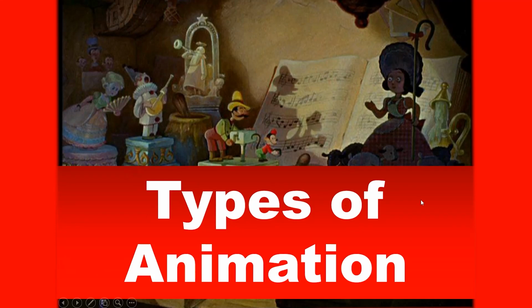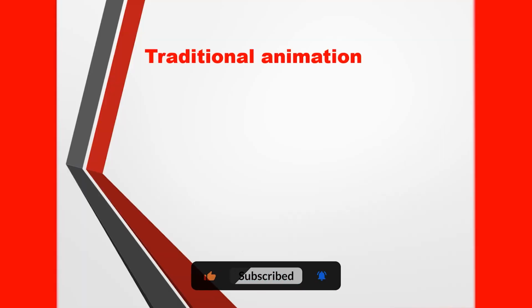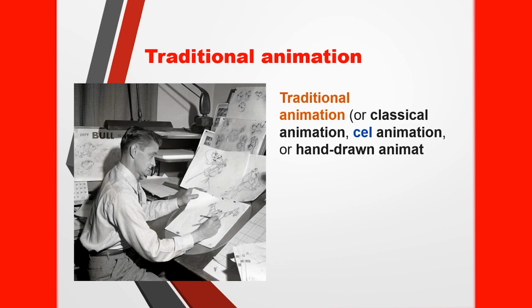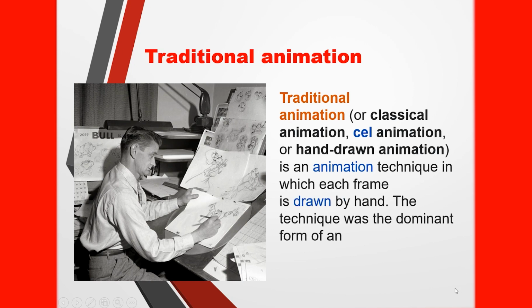Today we are going to talk about various types of animations. As we all know, animation is a method by which still figures are manipulated to appear as moving images. Here is the first one, which is traditional animation. Traditional animation, classical animation, cell animation, or hand-drawn animation, is an animation technique in which each frame is drawn by hand. The technique was the dominant form of animation in cinema until computer animation.